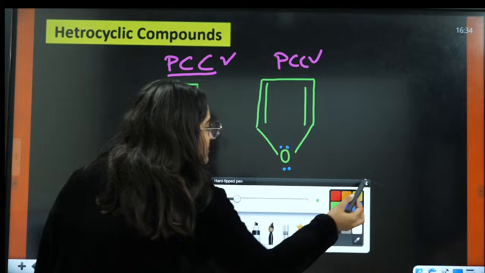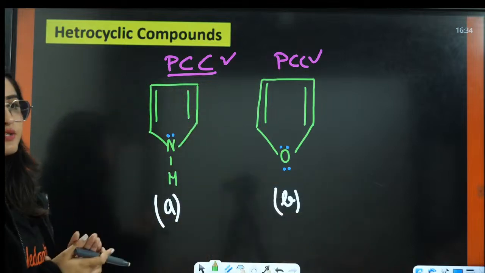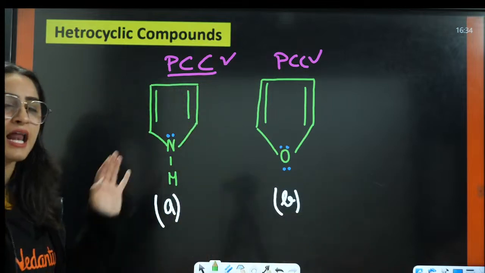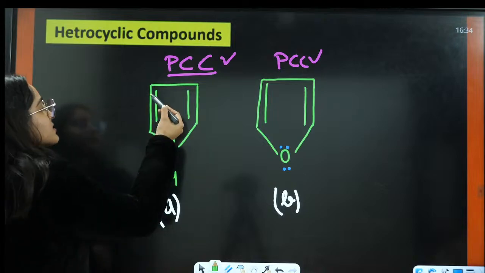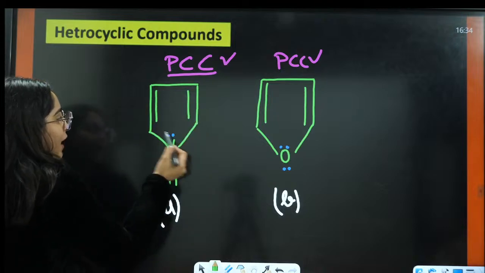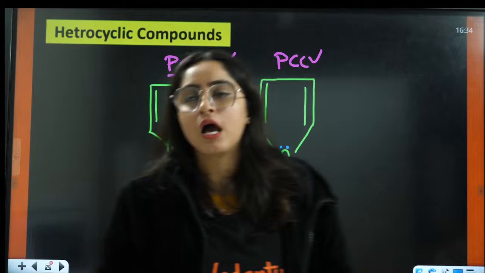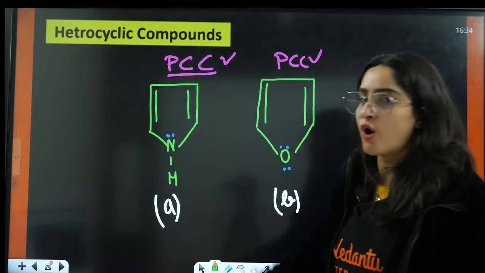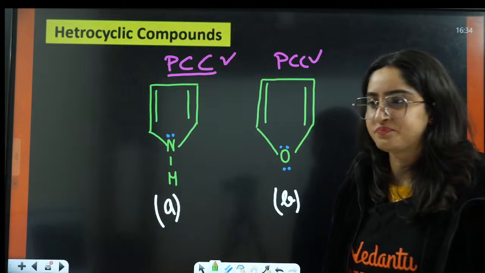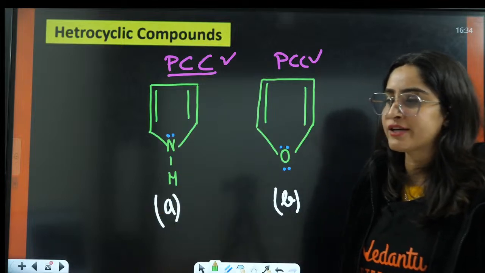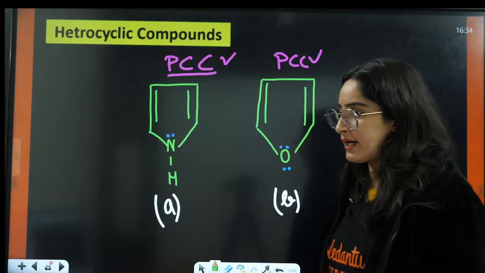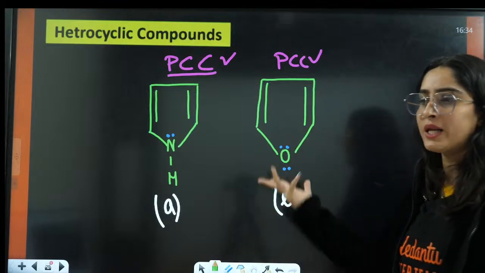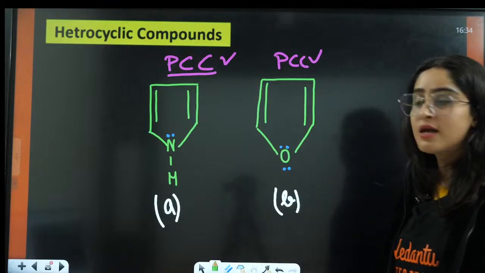Now, let us understand if PCC is followed, what are the electrons? Let us calculate the electrons here. This is having 2 electrons, 3, 4, 5, 6. Now, tell me. How many electrons will be involved here? How many pi electrons in both of these?